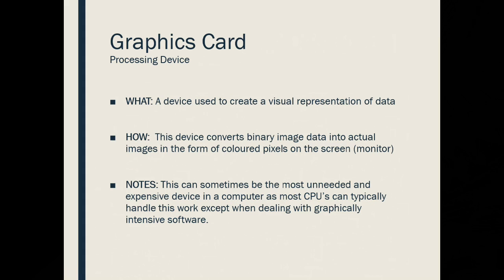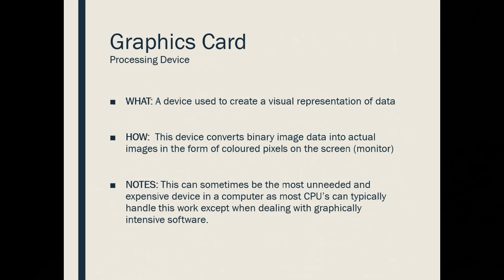And then we have the graphics card. This is another processing device. It's just like a CPU. Sometimes it's called the graphical processing unit, or GPU. Now the graphics card's sole purpose is to do the exact same thing that a CPU does, math. But it only deals with image data, videos and still images and whatnot. So it's used to create a visual representation of data. When it sees ones and zeros, it's trying to interpret it as an image of some kind. It's trying to interpret it as, how should I color each pixel on the screen? So this one converts binary image data into actual images in the form of colored pixels. And then it sends that data off to our monitor, and the monitor then displays it appropriately.